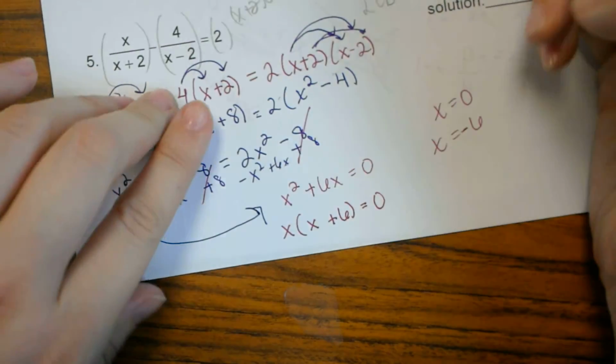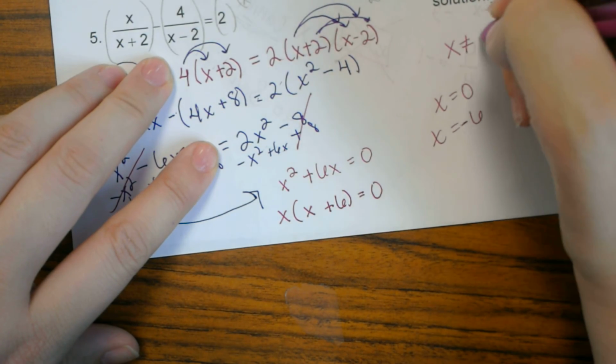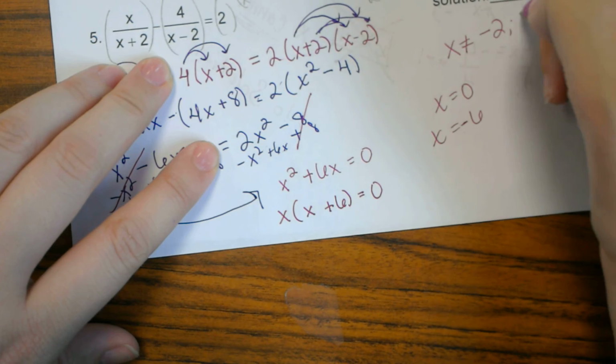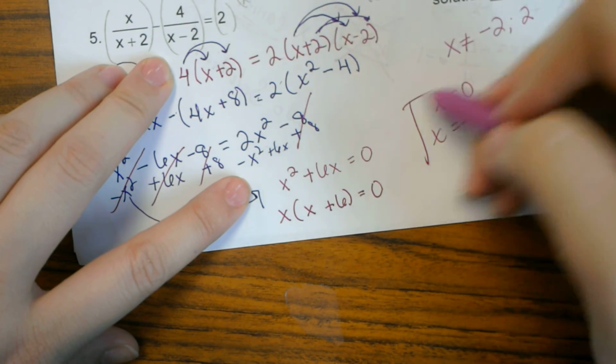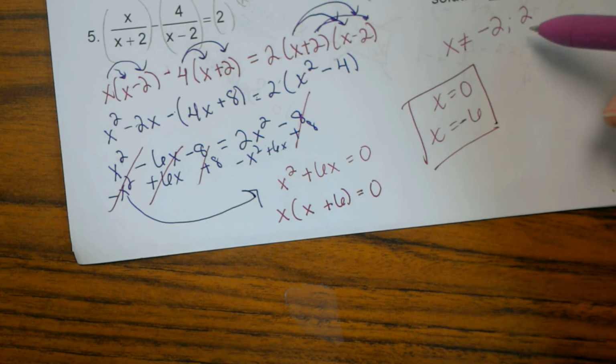If I look back at my original, my denominators would be equal to 0 when x was negative 2 and positive 2. So neither of the x values that I got from solving were the excluded values, so these are both my answers.